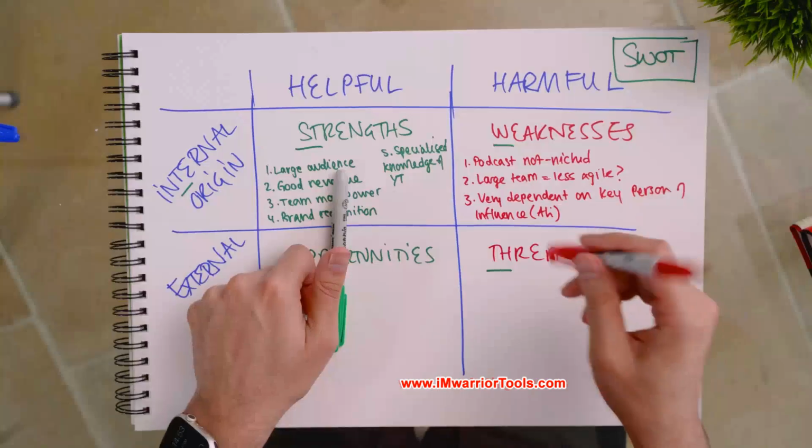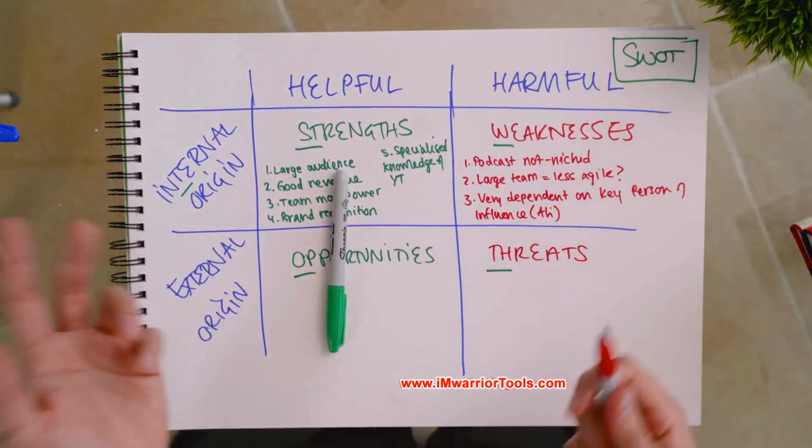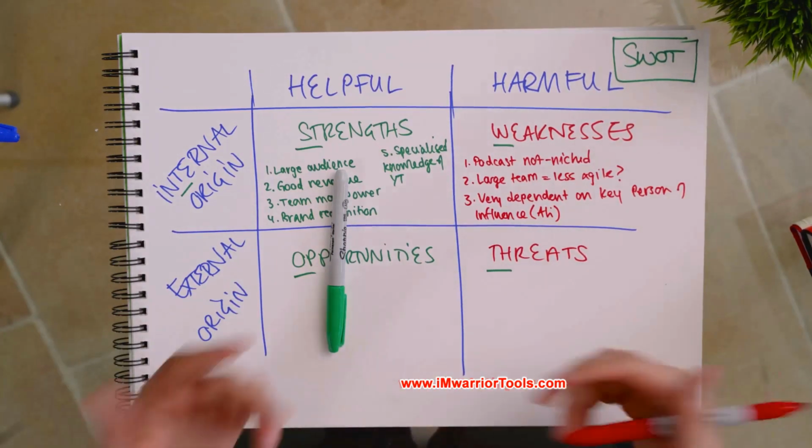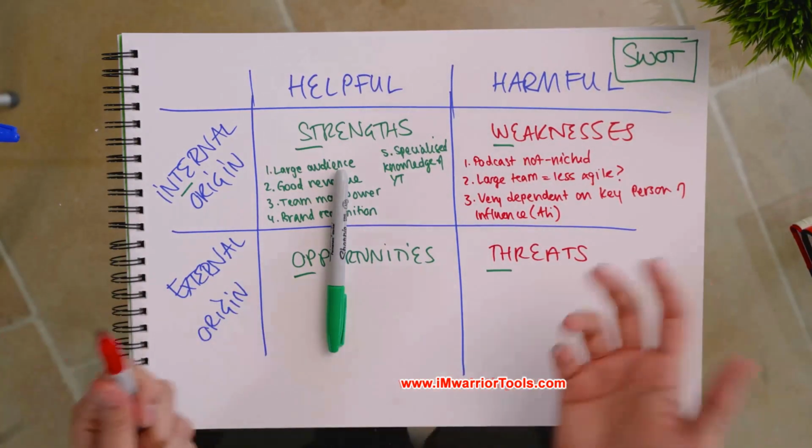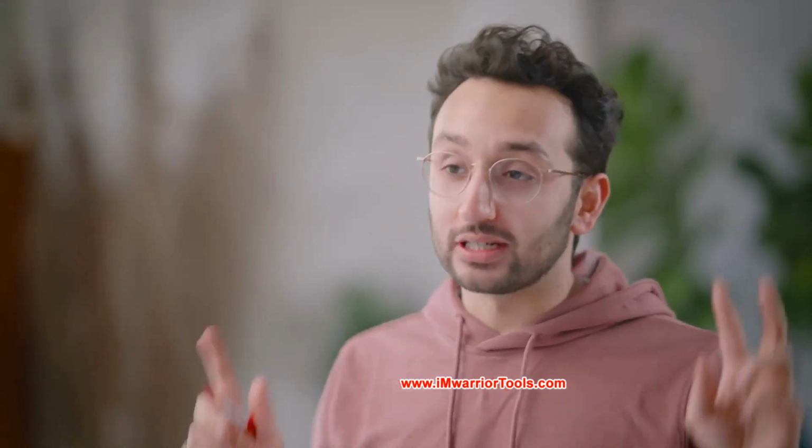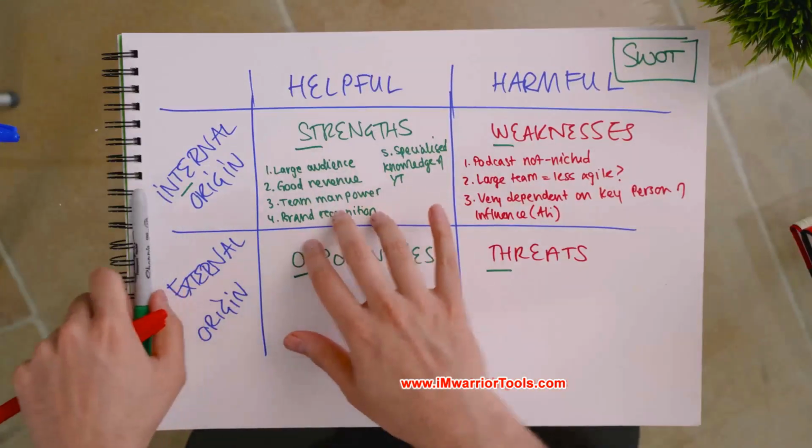And then in the weaknesses category, just a few weaknesses to name. Firstly, our podcast is not very niched. It does not have a clear concept behind it, and so it's a struggle to grow the podcast. Secondly, we have a very large team, which means potentially we are less agile as a result of it. And thirdly, we are very dependent on a single key person of influence, to use Daniel Priestley's terminology, and that is me. So if something bad happens to me, that is a real problem for the whole business, because then the whole business basically collapses because it's all reliant on me. So these are some of our strengths and some of our weaknesses.